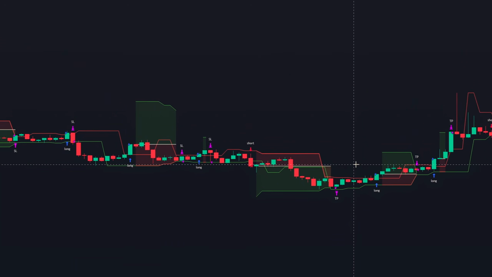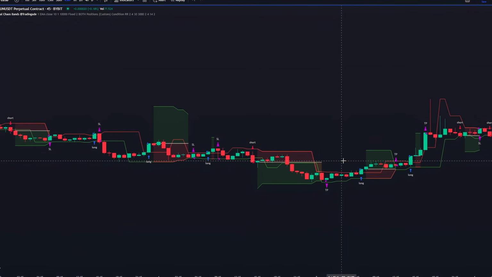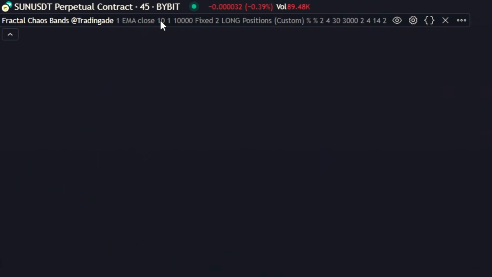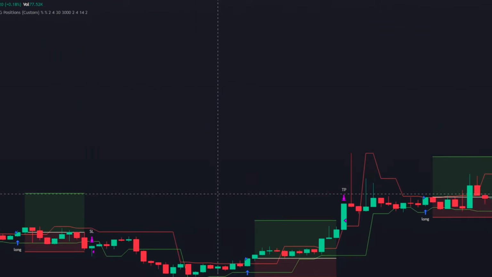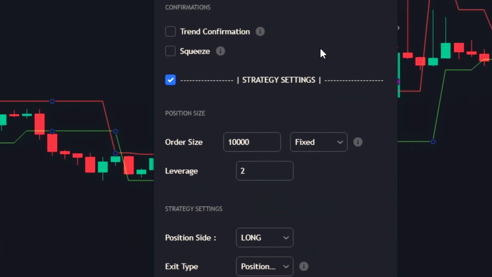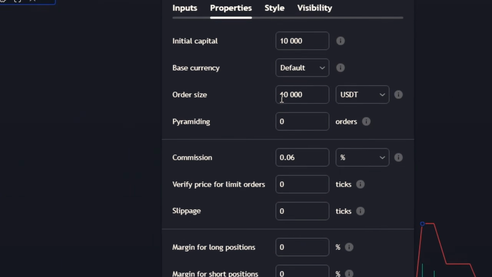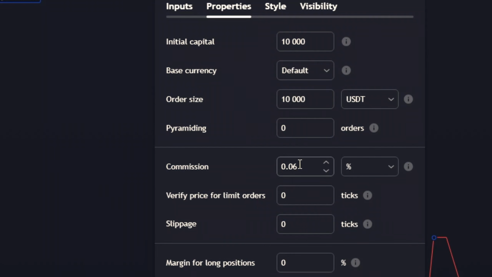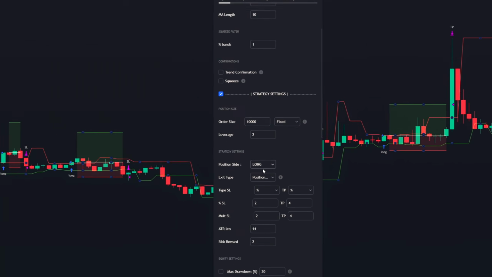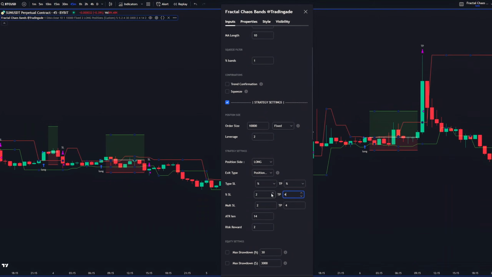Okay, so now that we understand all the entries, all the exits, confirmation, filter, and so on, let's jump into backtest results. We are here on SUN USDT, Bybit exchange, 45 minutes time frame. Fractal Chaos Band pattern 1, moving average type EMA, close, EMA length 10, both filters turned off, order size $10,000 with a fixed size, leverage 2, and of course, as with all my backtests, 0.06% commission. We are going only long, stop loss type percentage and take profit percentage, 2% stop loss and 4% take profit, so risk reward of 2.